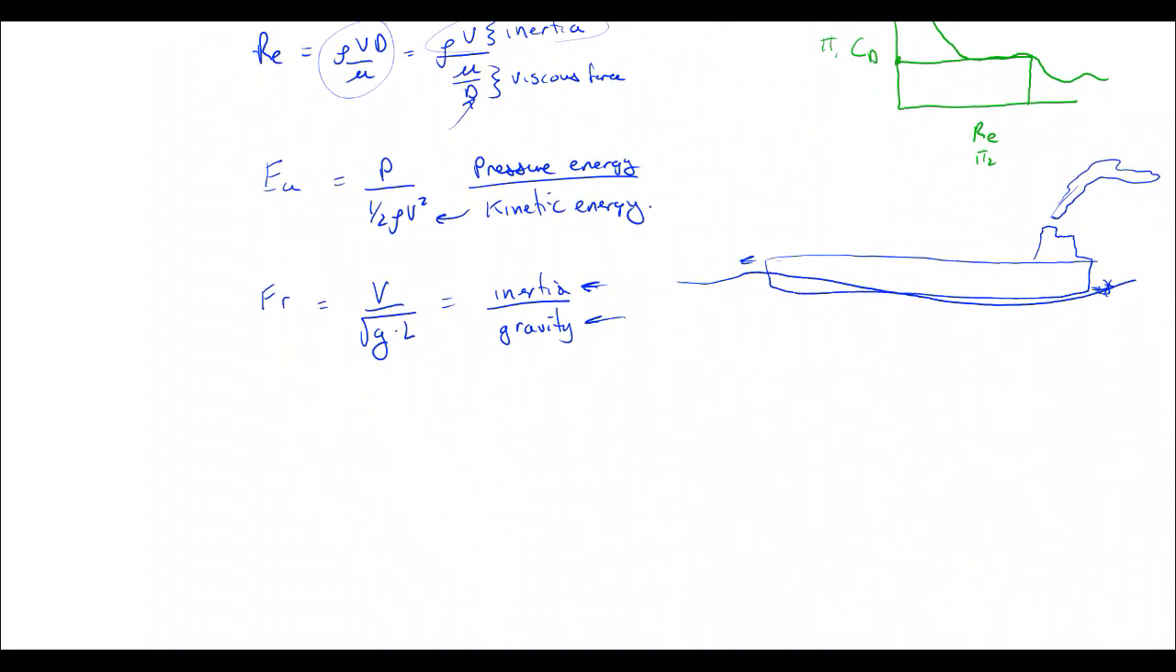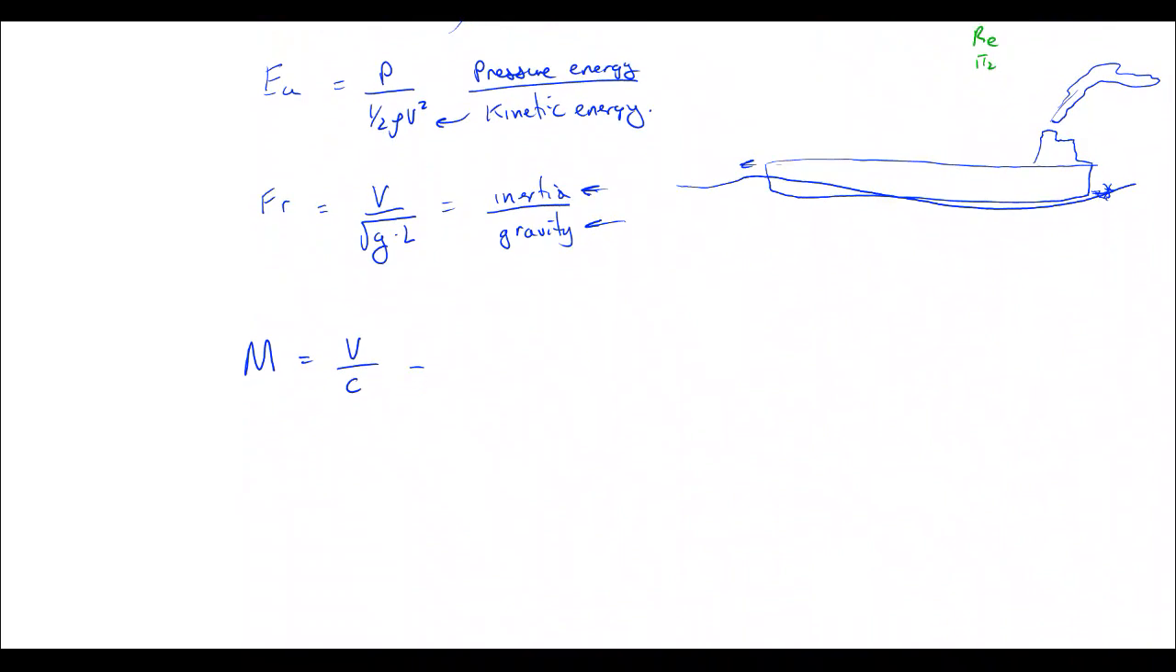Right? We have something we all know, which is the Mach number, which is equal to the velocity of something divided by c, where c is the speed of sound in the fluid. Pretty simple. It's just a ratio of speeds. We also have something called the Weber number, and there's tons of these numbers. I'm just doing some of the most common ones.